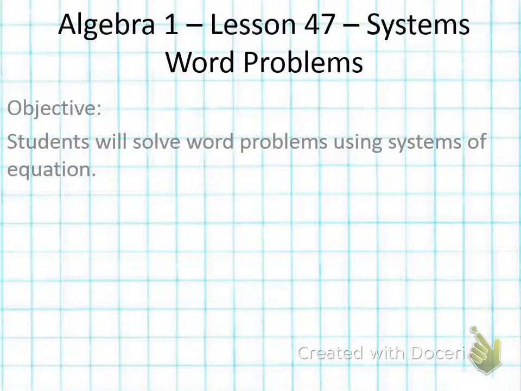Okay, this is lesson 47, systems word problems. So we already know how to graph systems and we know how to solve them through elimination. We've been talking about this every day. Where's the answer? Where are the lines? Intersect, okay. And then yesterday we talked about how they don't intersect. Sometimes that's no solution, and then sometimes they intersect all the time because it's the same exact line on top of the other one. Okay?